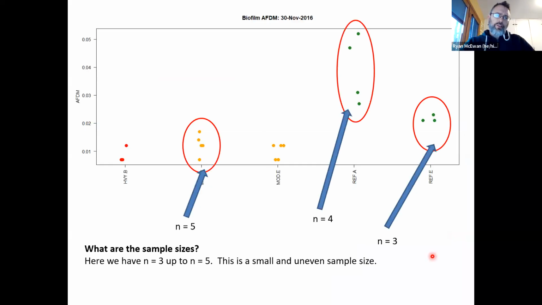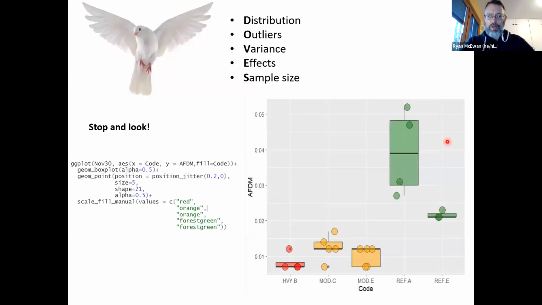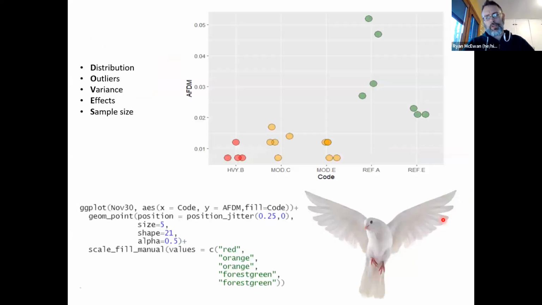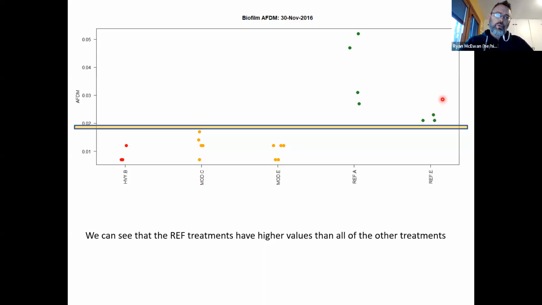What about sample size? The last part of DOVES. Okay, sample size. What's going on here? Here we've got n equals 3. This is barely enough. It's barely enough to calculate. You can see 1, 2, 3 clear here. 1, 2, 3. Then 3, 4, 5, 5, maybe 3.